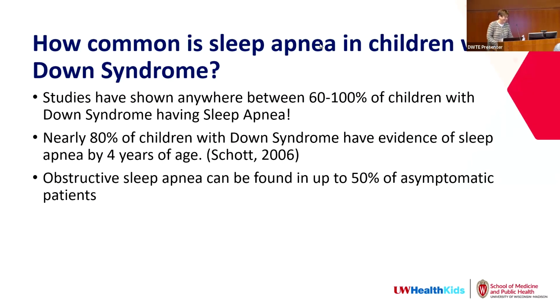So how common is sleep apnea in children with Down syndrome? I should have put in the pediatric population. It's probably 1 to 5% overall of children who have obstructive sleep apnea. If you have a child with Down syndrome, it's probably 60 to 100%. You may have it at different parts of life too. I just mentioned that a child changes over time too. So probably nearly 80% of children with Down syndrome have evidence of sleep apnea by 4 years of age, from another study.